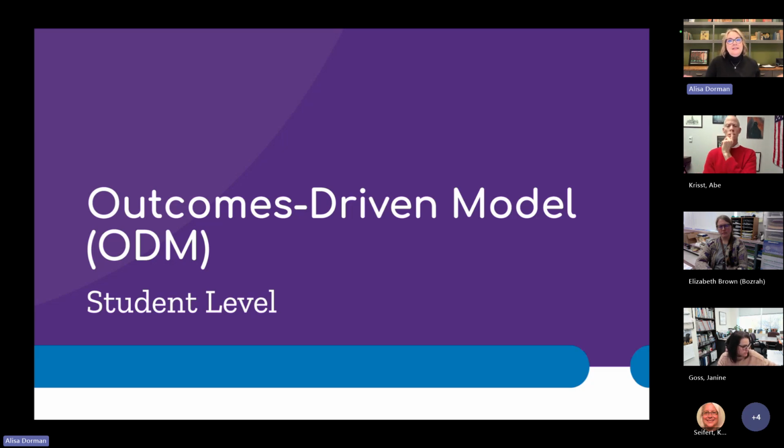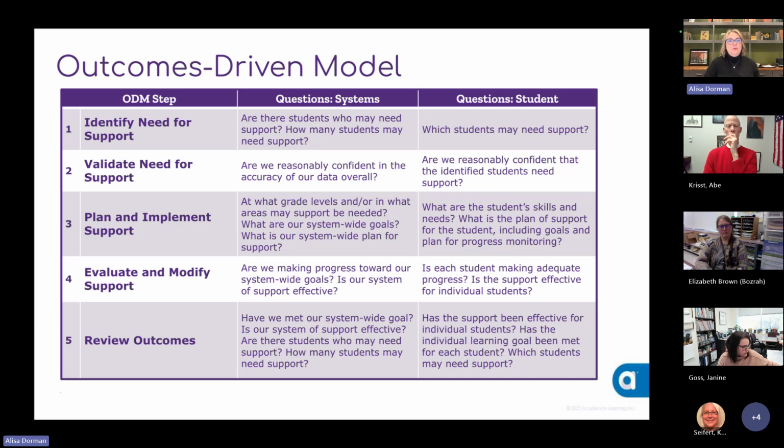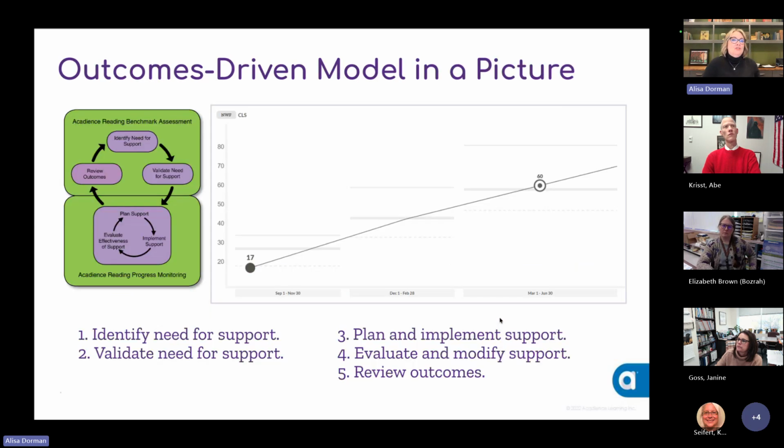The next series of slides are going to really apply this model, this outcomes-driven model, to an actual student so that you can see what it looks like. For reference, we have the 5 steps here. We have the questions that you would ask, and we mentioned these at the beginning of the year in the discussion about systems views. Today, we're going to focus on the column at the end, the questions that really are about the student view. And so we're going to apply the outcomes-driven model to a story about a student.